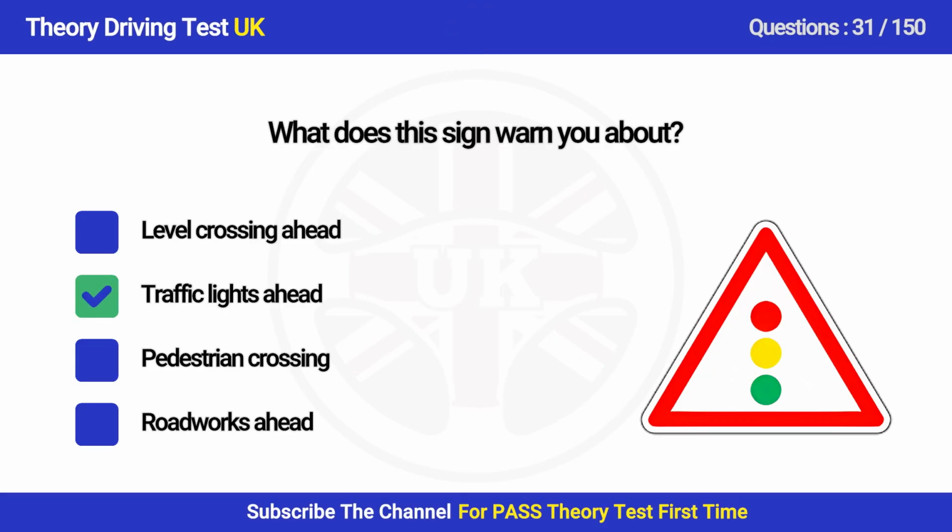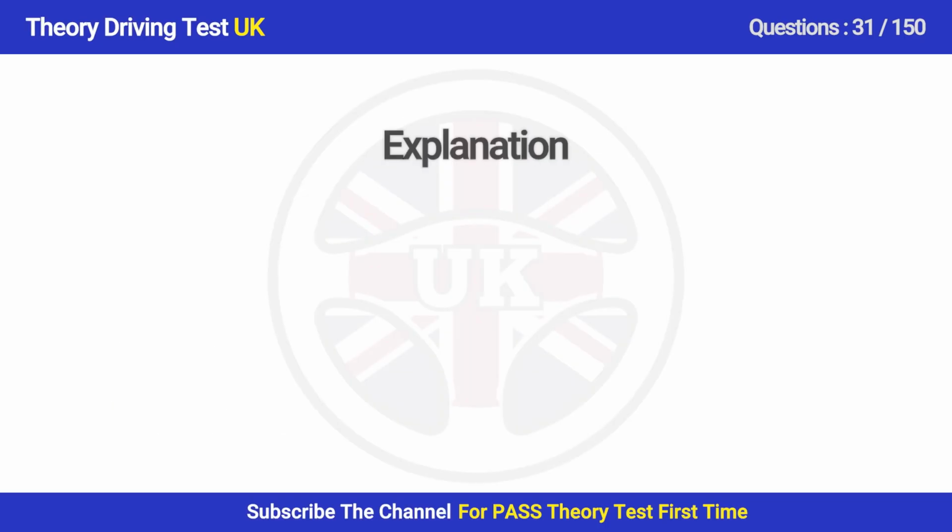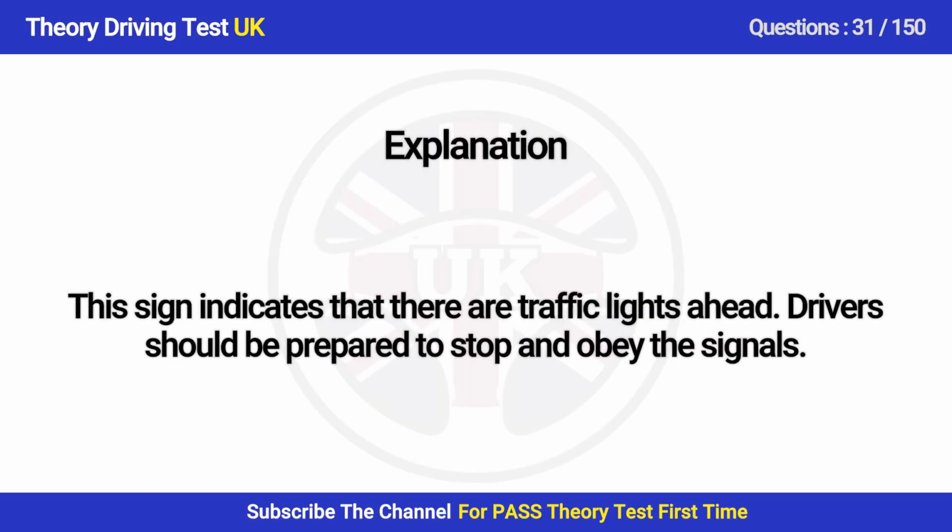Answer is B, traffic lights ahead. This sign indicates that there are traffic lights ahead. Drivers should be prepared to stop and obey the signals.